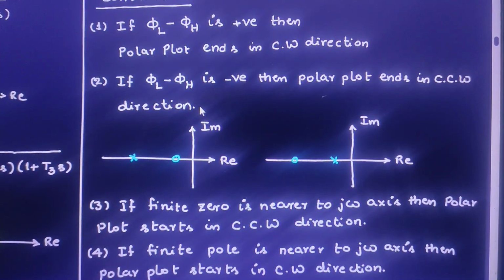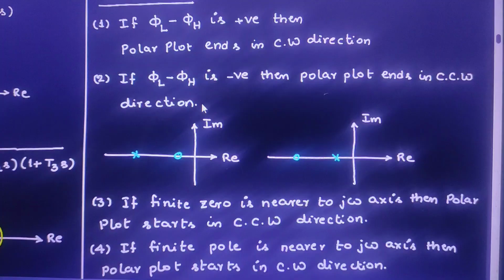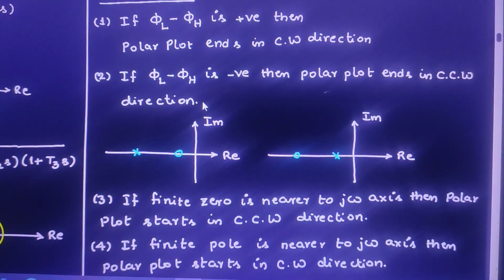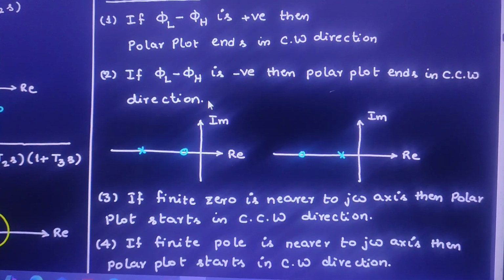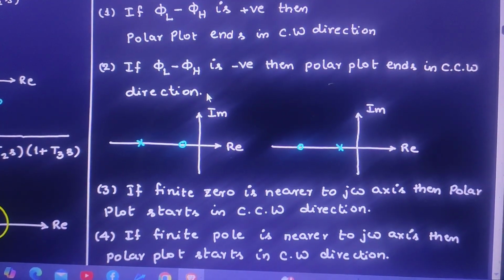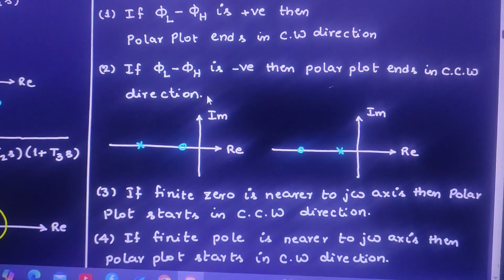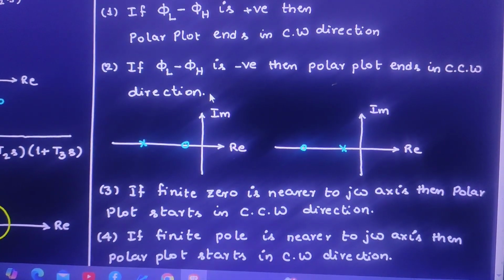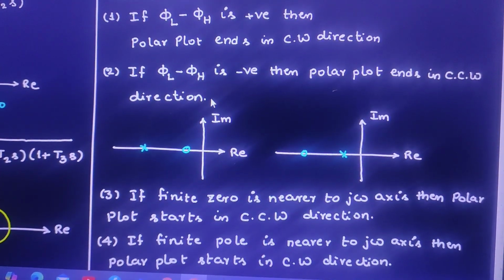If the low frequency minus high frequency phase angle difference is positive, then the polar plot ends in clockwise direction. If the difference between the low frequency phase and high frequency phase is negative, then the polar plot ends in counterclockwise direction. In other words, it is known as the tail. Tail can be represented by minus 90 degrees into type.